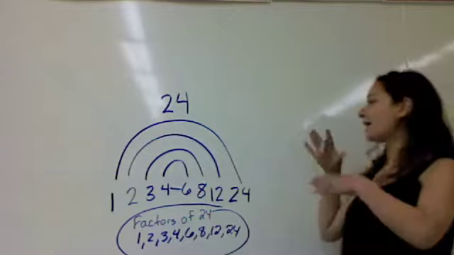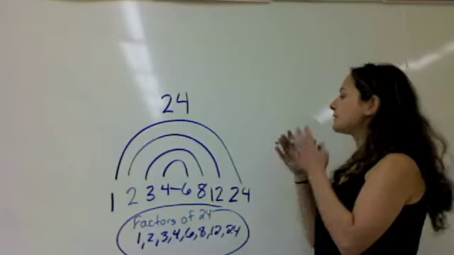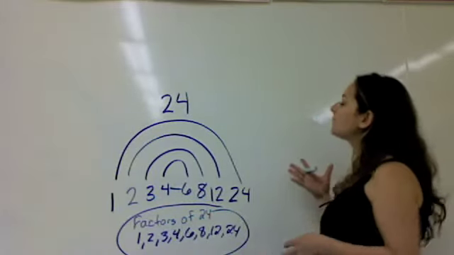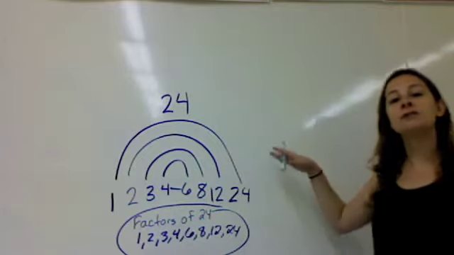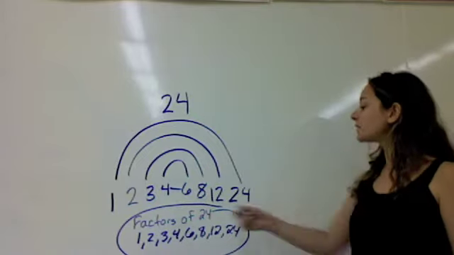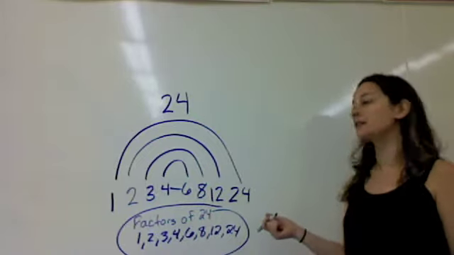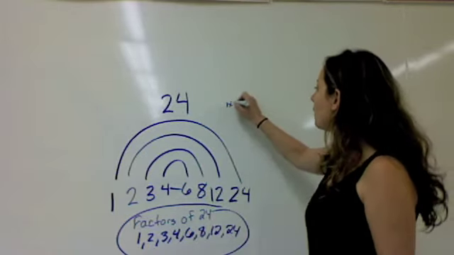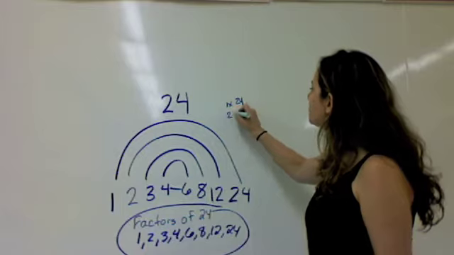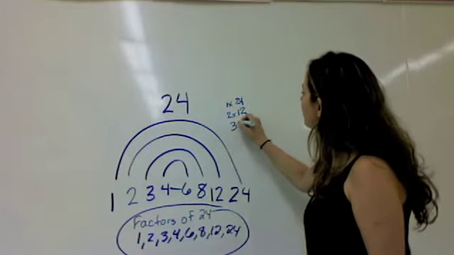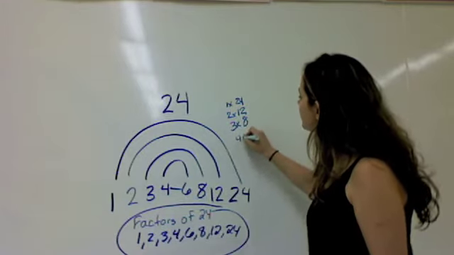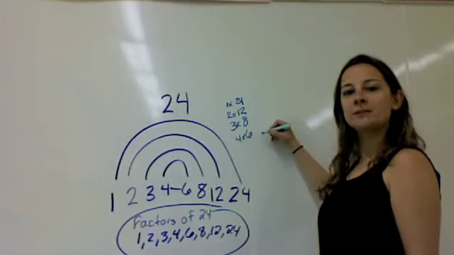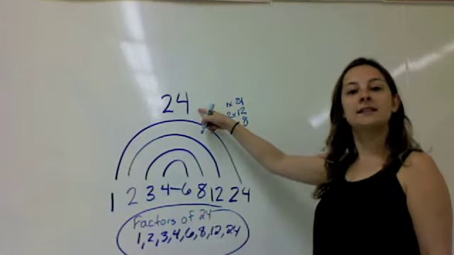You can do this with any number. So if there was the number 10, the number 15, whatever number that you would like to try out, you could use a factor rainbow to help yourselves come up with all the different factors of that certain number. Again, keeping in mind that this comes from 1 times 24, 2 times 12, 3 times 8, and 4 times 6, which are the original multiplication facts that get us to the number 24.